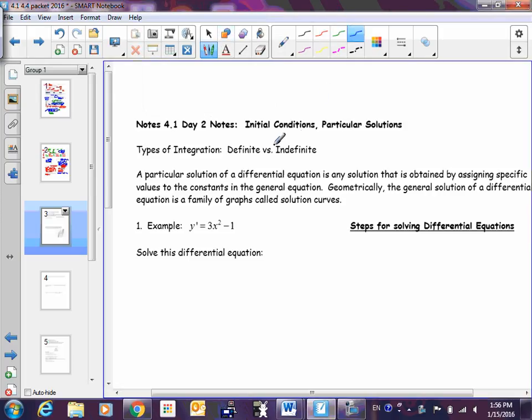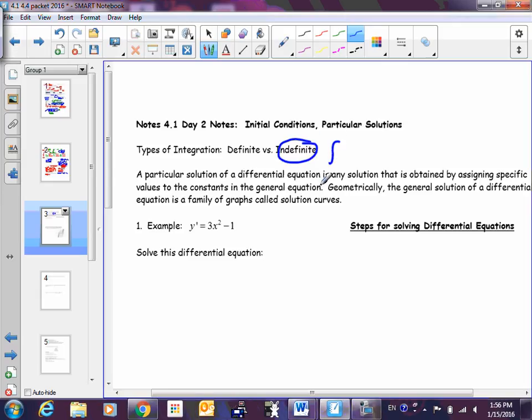Yesterday we learned all about indefinite integrals. You had the integration symbol, some kind of function, and a dx, and we knew that that was antiderivatives. I'm not really going to talk about the difference between these two. Just know that definite integrals we are going to do next week. I don't really want to spend any more time today talking about that.